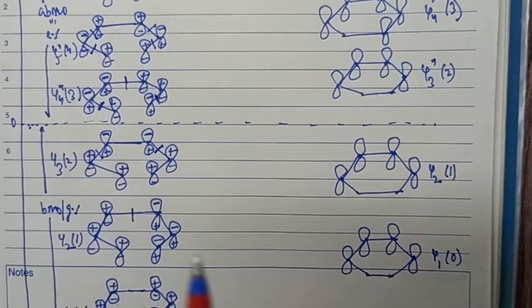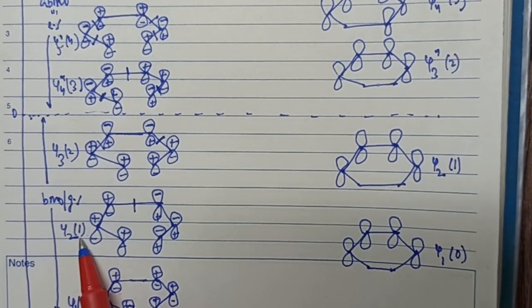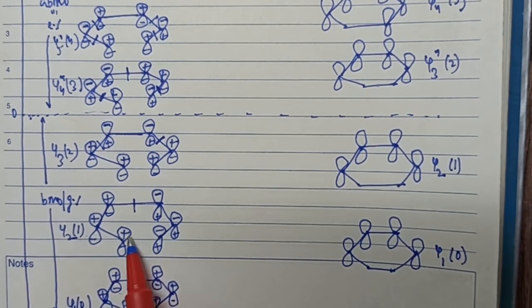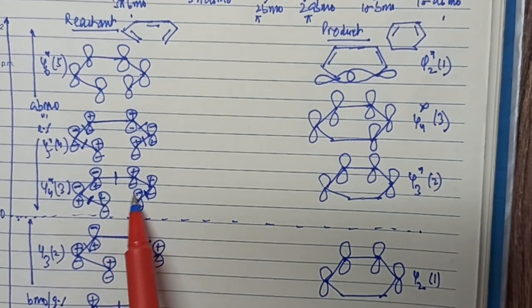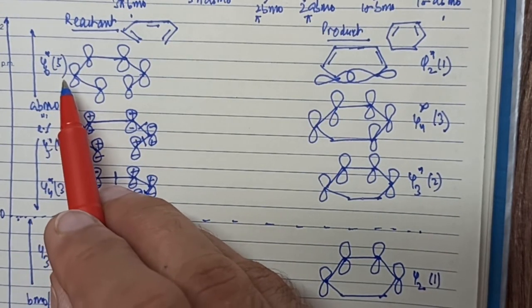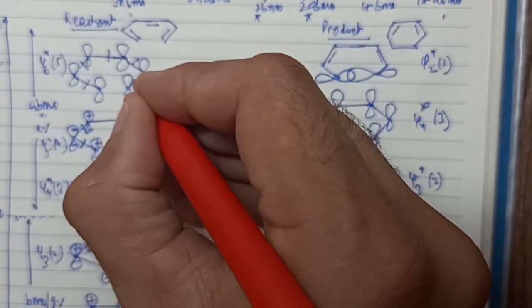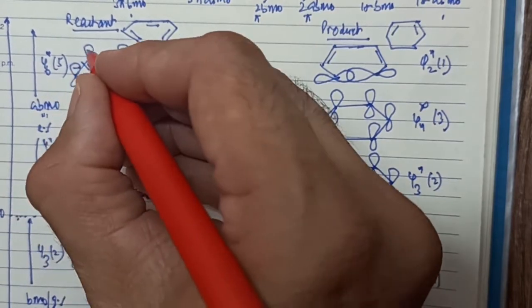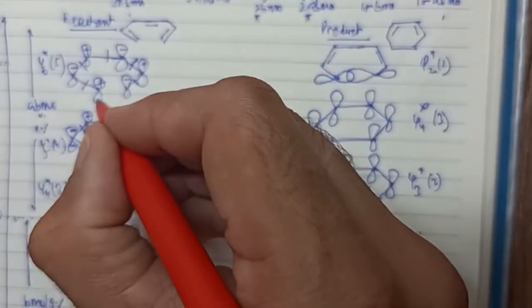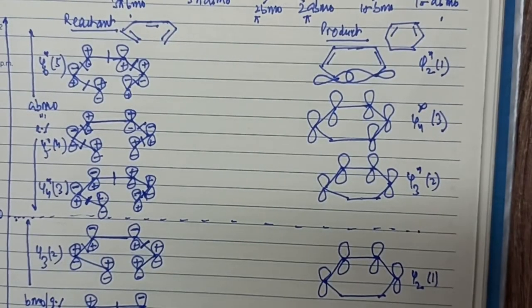And conversely, if you have odd nodes, the upper face will have opposite signs. For example, psi2, which has 1 node, upper face will have opposite sign. Psi4, which has 3 nodes, will have opposite signs. And similarly, psi6, which have 5 nodes, should have opposite sign. How? 1, 2, 3, 4, 5. This is how we'll put the nodes. This is plus, this becomes minus, plus, minus, plus, minus. Okay, this is the shape of my atomic orbitals of the reactants.